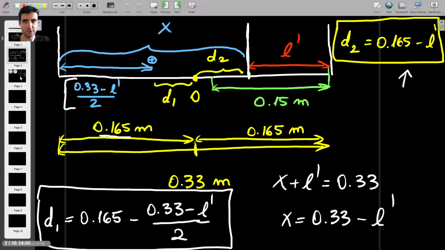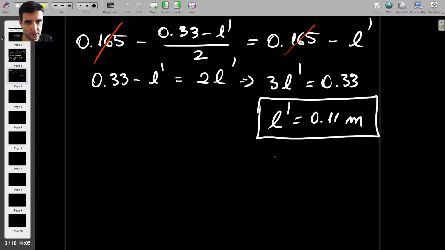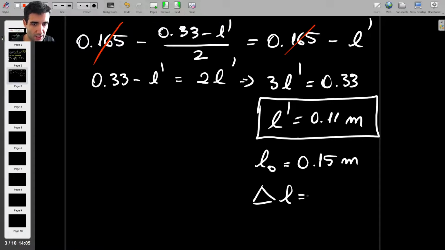Okay, so it started with a relaxed length of 0.15, and therefore the change in length was 0.04 meters. So this is how much the spring has contracted due to the water. Now that we found this, let's actually talk about the water itself and what it's doing on the piston and then on the spring.